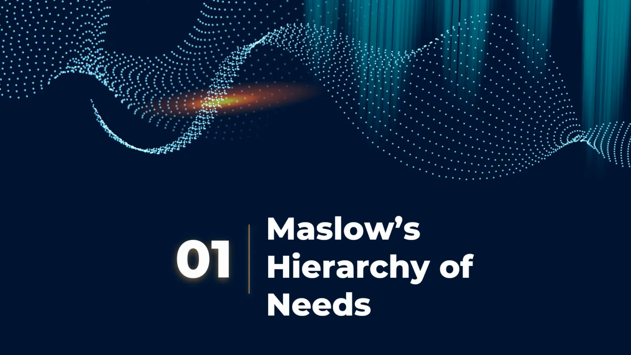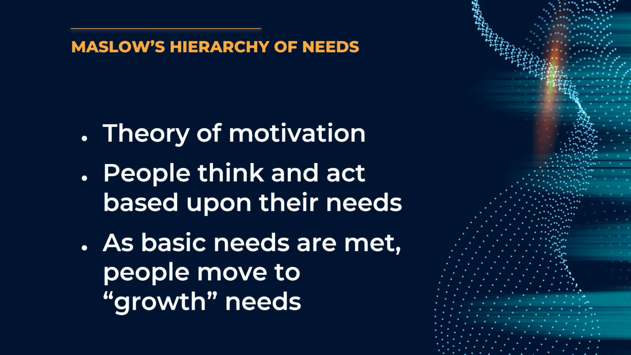So I'm going to start with something called Maslow's Hierarchy of Needs. And you'll learn about this in psychology classes, you learn about it in business classes, you learn about it all over the place. Essentially, it's a theory of motivation. It answers the question, why do people do what they do? Okay? It essentially says that people think and act based upon their needs. And as basic needs are met, people move more towards what are called growth needs.